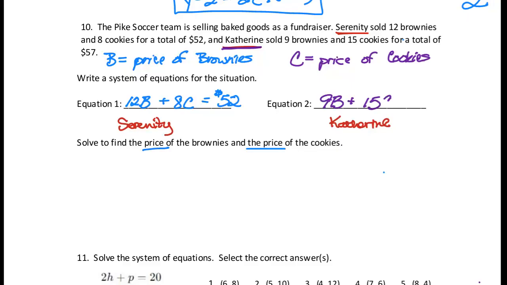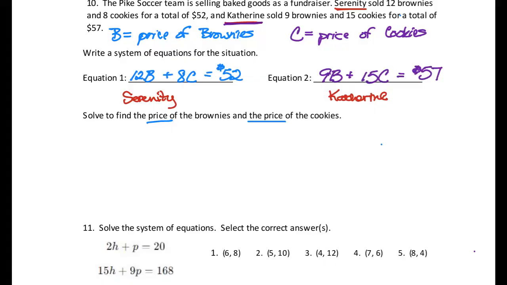Yes, 9B plus 15C is equal to $57. All right, so those are my 2 equations. Write them down below: 12B plus 8C equals 52, and 9B plus 15C is equal to 57. I do not see a coordinate plane anywhere, so we're not going to graph these.